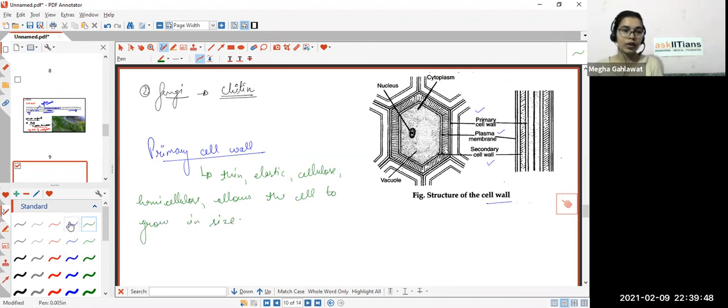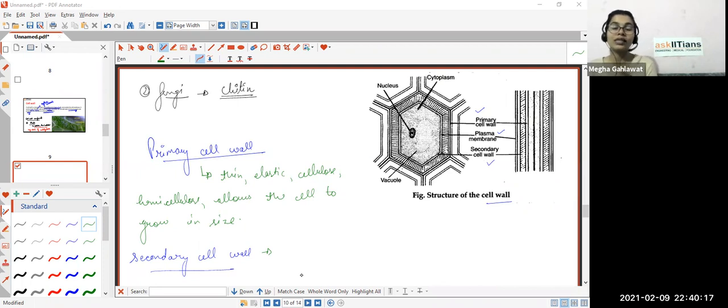Apart from that, we have the secondary cell wall. The secondary cell wall is formed later on. It is situated towards the inner side of the primary cell wall, towards the cell. It is very thick, and it is also made up of cellulose and hemicellulose, but it consists of multiple layers. The secondary cell wall starts being deposited onto the inner ends of the primary cell wall towards the cell after the primary cell wall is completely formed.